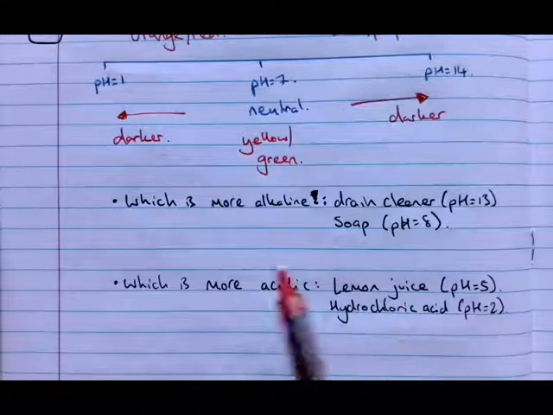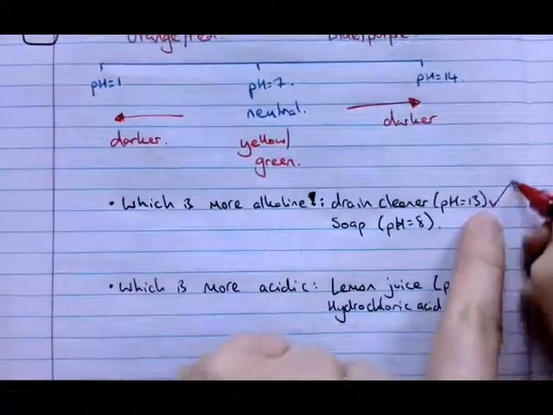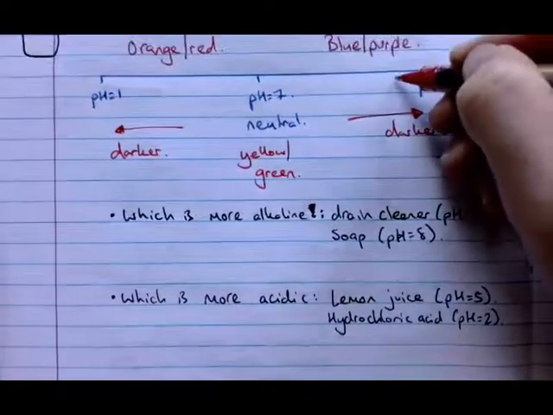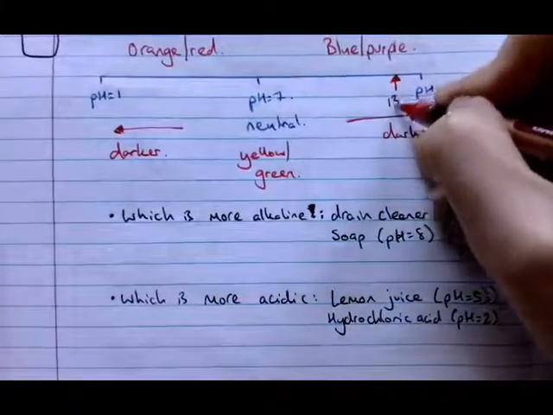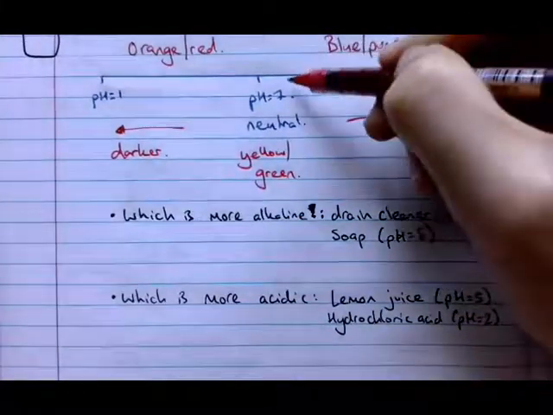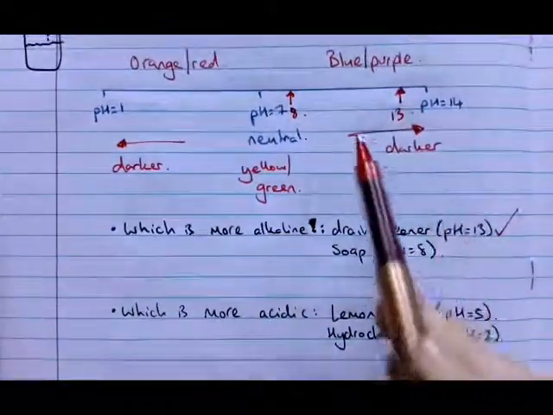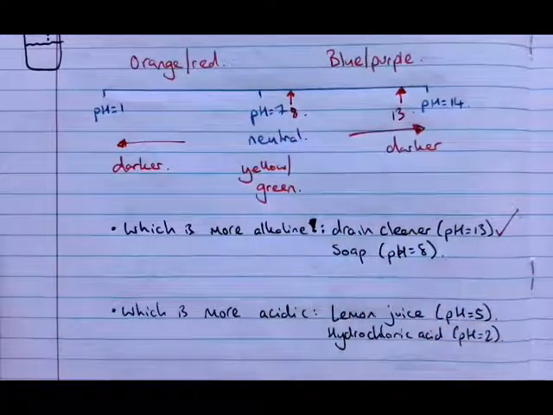Okay, so which is more alkaline? You should have selected drain cleaner, because pH of 13 is going to be up here. Okay, that's going to be there on the scale, whereas a pH of 8 is going to be about here. So you can see that 13 is further along the scale than 8, so it is more alkaline.